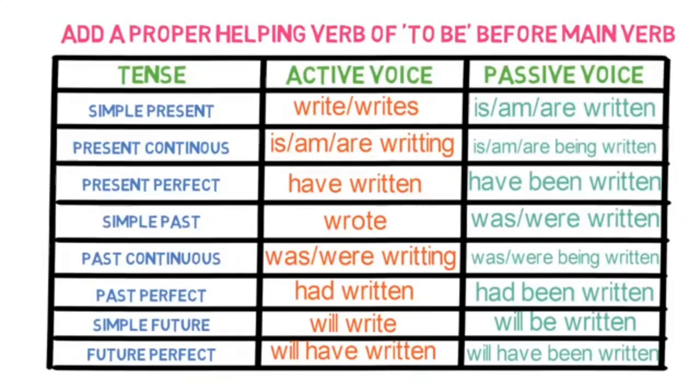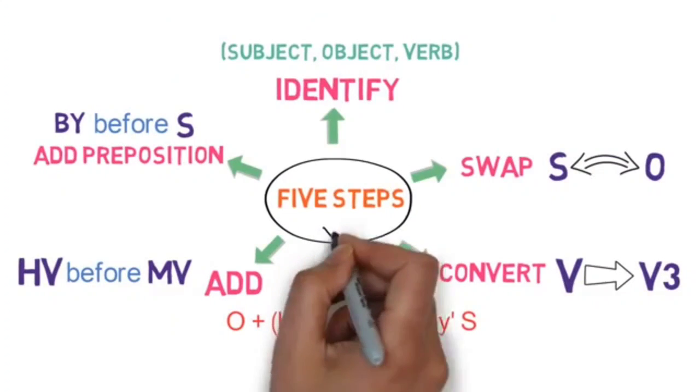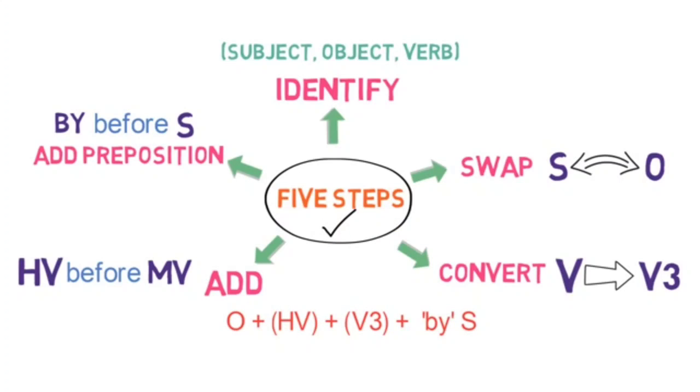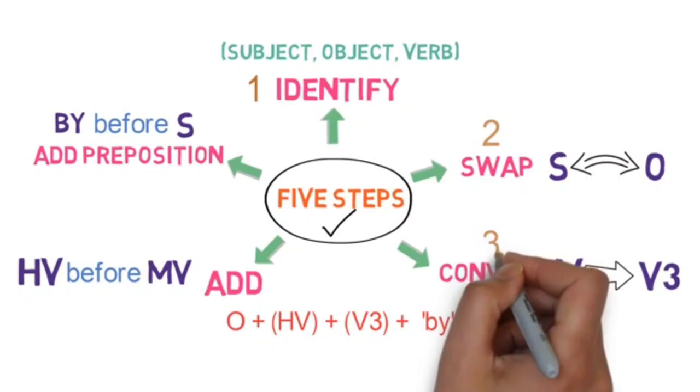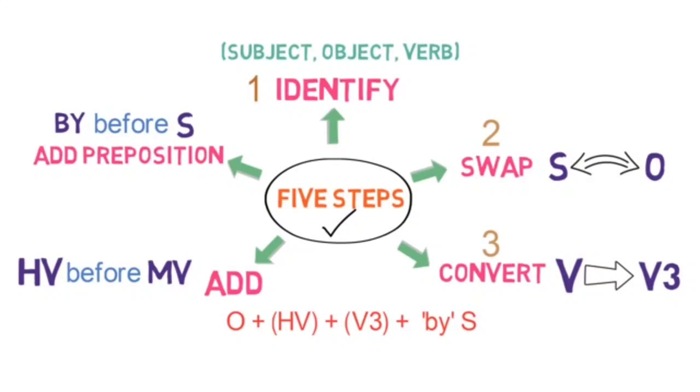Children, let's revise one more time. Children, find the 5-step formula in converting any active tense to passive. The first step is to identify the subject, object and verb in the sentence. Second step is swap the subject with the object and object with the subject. Third step is to convert the main verb into verb's third form.